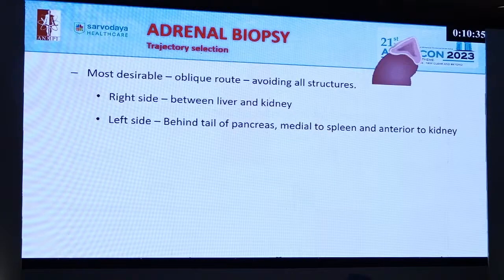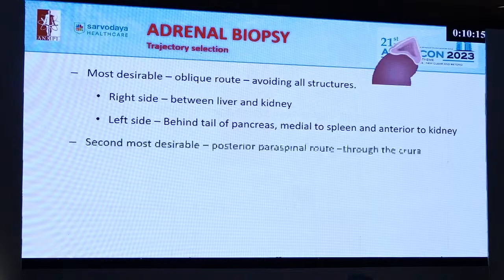Then the most desirable route is the oblique route, avoiding the vascular structures. If we are approaching on the right side, the approach should be between the liver and the kidney. If we are doing it from the left side, we have to approach behind the tail of the pancreas, medial to the spleen and anterior to the kidney.